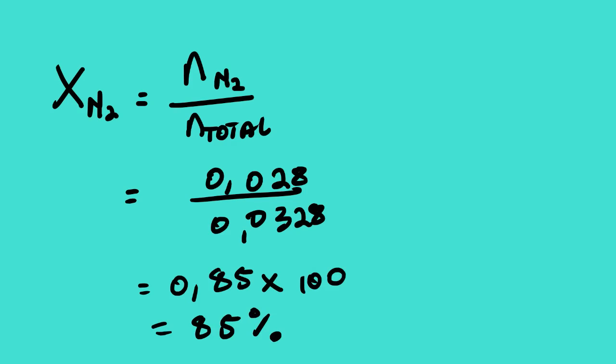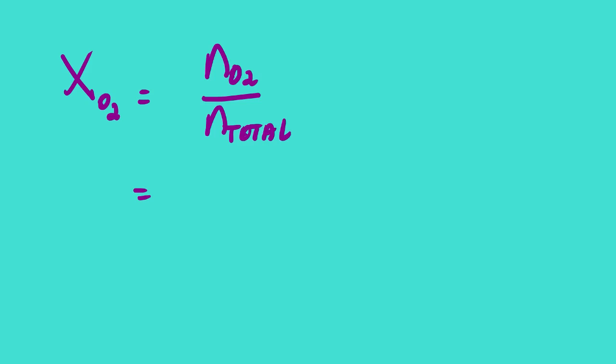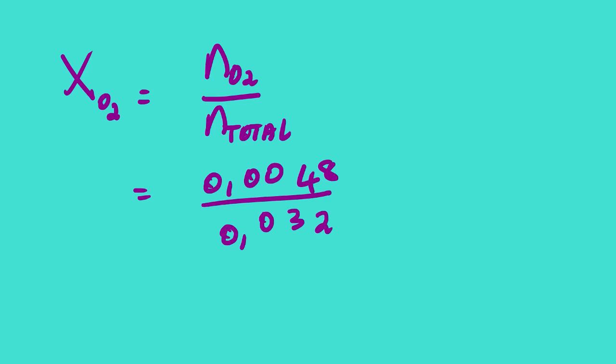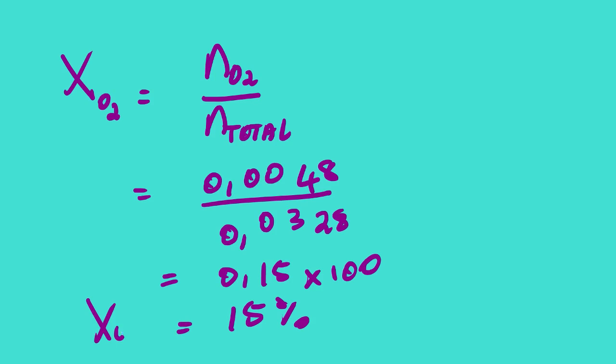So you can see that the answer that we got using the other method is the same as this one. So for XO2, we are going to get the number of moles of O2 divided by the number of moles total. From here we got 0.0048 divided by 0.0328. Then we get 0.15. Multiplied by 100, we get 15%. So you can see that it's very simple once you get to understand what you're given, what to use, and the methods that you can use to actually calculate what is required.